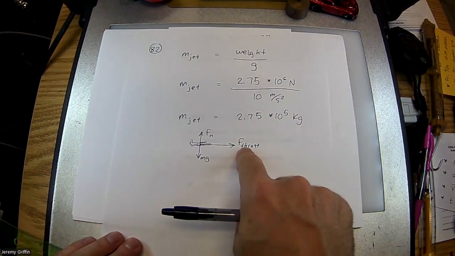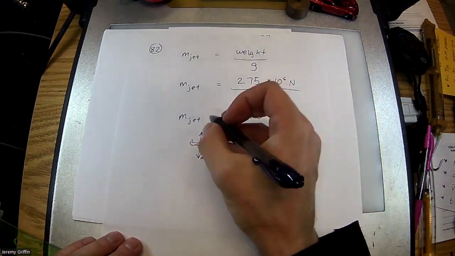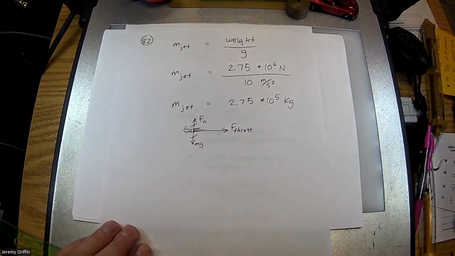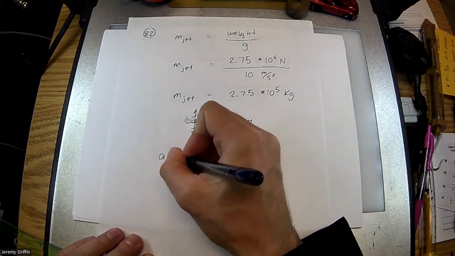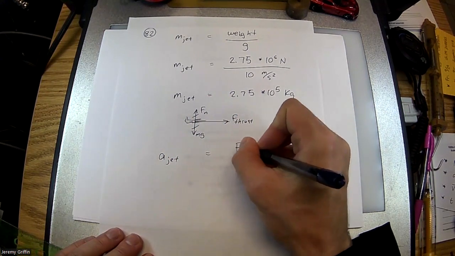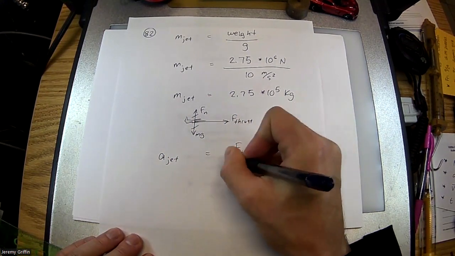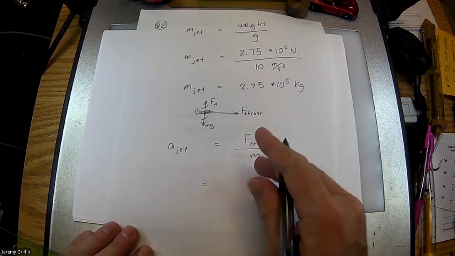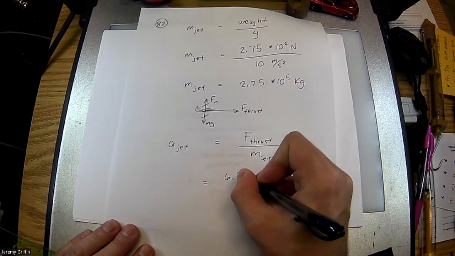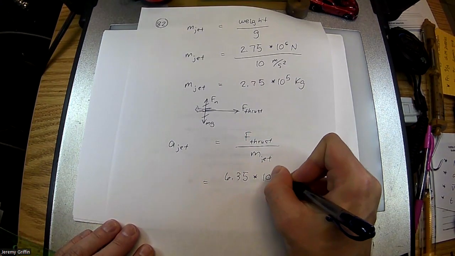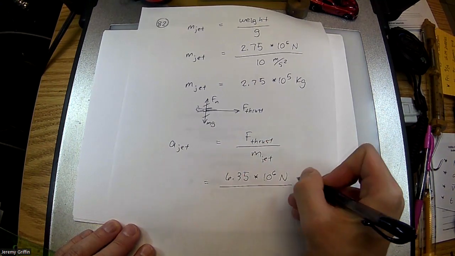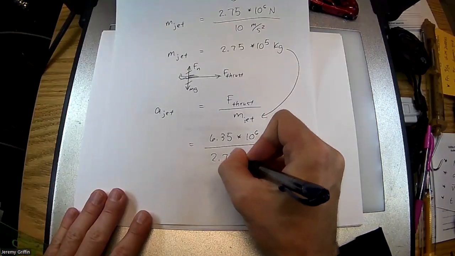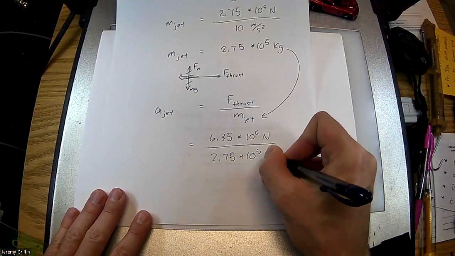Now, if we know that thrust force acting on that mass, we can get the acceleration, right? Because that thrust force would be the net force, wouldn't it? Because the two verticals cancel out. So the acceleration of the jet is going to be the net force, which is the thrust force acting on the mass of the jet. The thrust force was given as 6.35 times 10 to the 6 newtons. The mass of the jet we just found right here: 2.75 times 10 to the 5th, and that's kilograms.